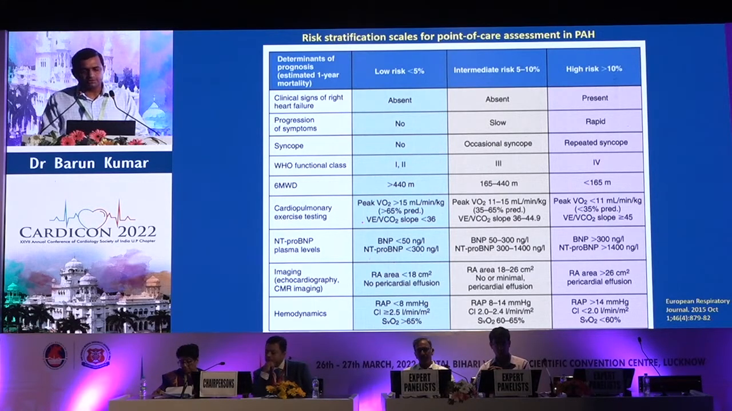According to the ESC classification, if the patient has no signs of right heart failure, no progression of symptoms, no syncope, WHO function class is 1 or 2, 6-minute walk distance is more than 440 meters, NT-proBNP is less than 300 nanograms per liter, they are classified as low risk. In comparison, if clinical signs of right heart failure are present, there is rapid progression of symptoms, syncope is present, class 4 or 6-minute walk distance is 165, or NT-proBNP is raised more than 1400, they are classified as high risk. So this is a very important thing to do at the start of the treatment.